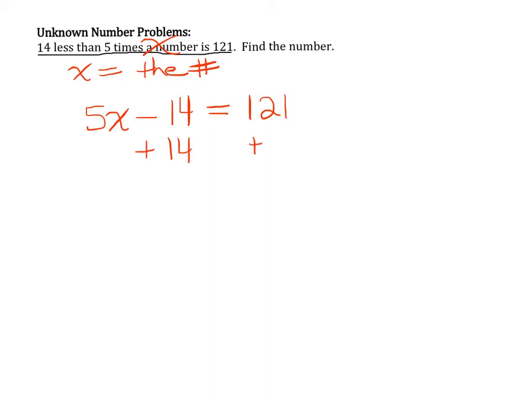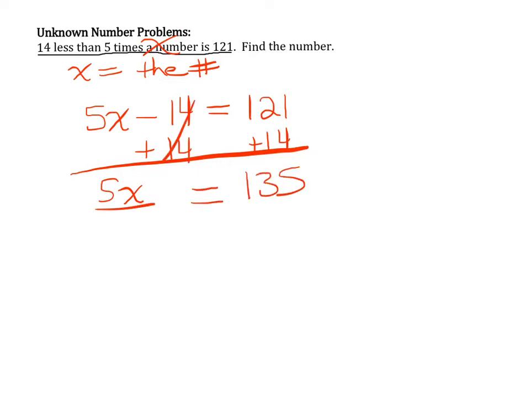Since that's a minus 14, we're going to have to add 14 to both sides. So we'll get 5x, the 14s cancel, equals 135. And last but not least, we can divide both sides by 5. 135 divided by 5 is 27. So I have x equals 27.